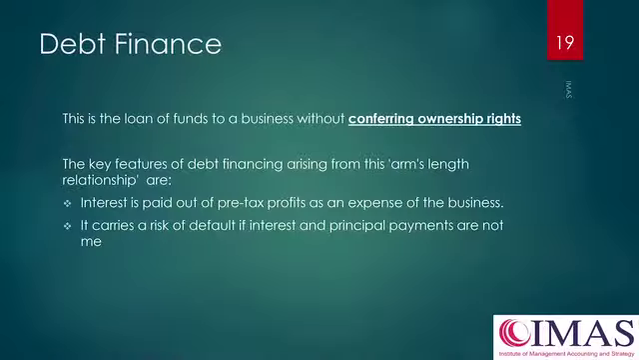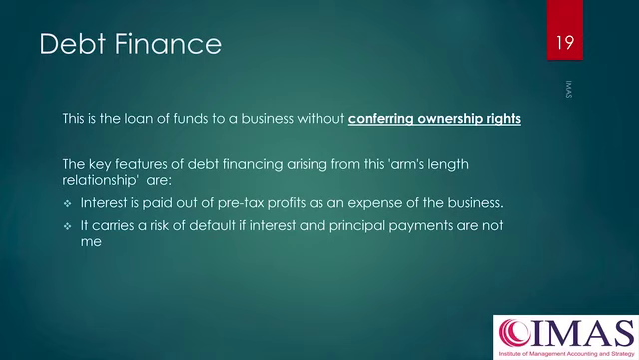Now we are on our chapter number 6. Let's do the same section, financing and dividend decision. Chapter number 6 looks at debt finance. With debt finance, we're looking at loans or funds to the business without conferring ownership. So here we're getting finance, but we don't have to give up ownership, unlike in chapter number 5, where we were getting finance but had to give up ownership.